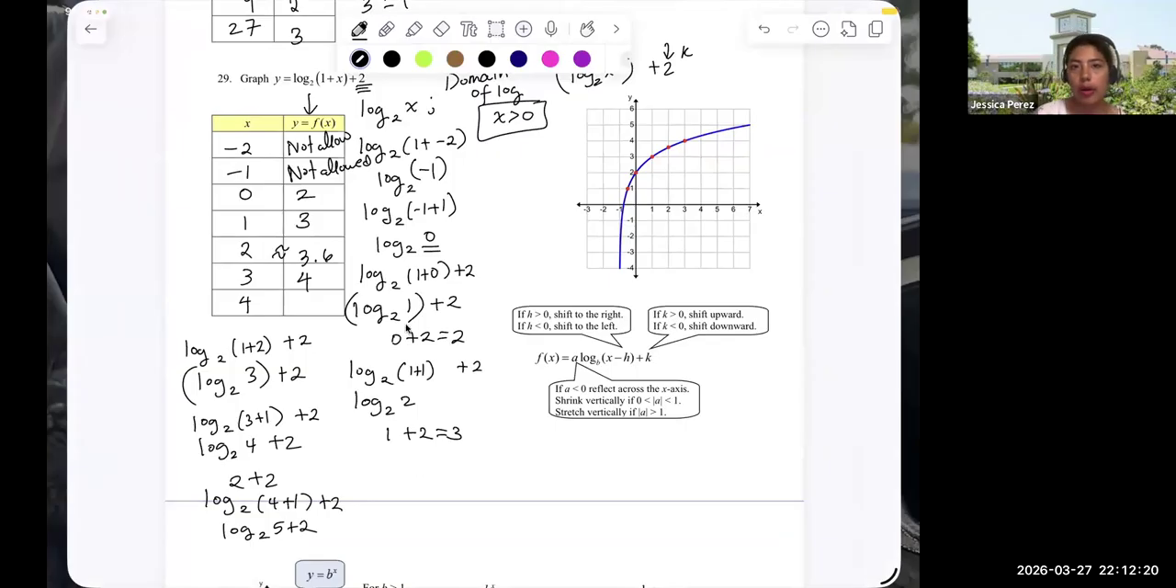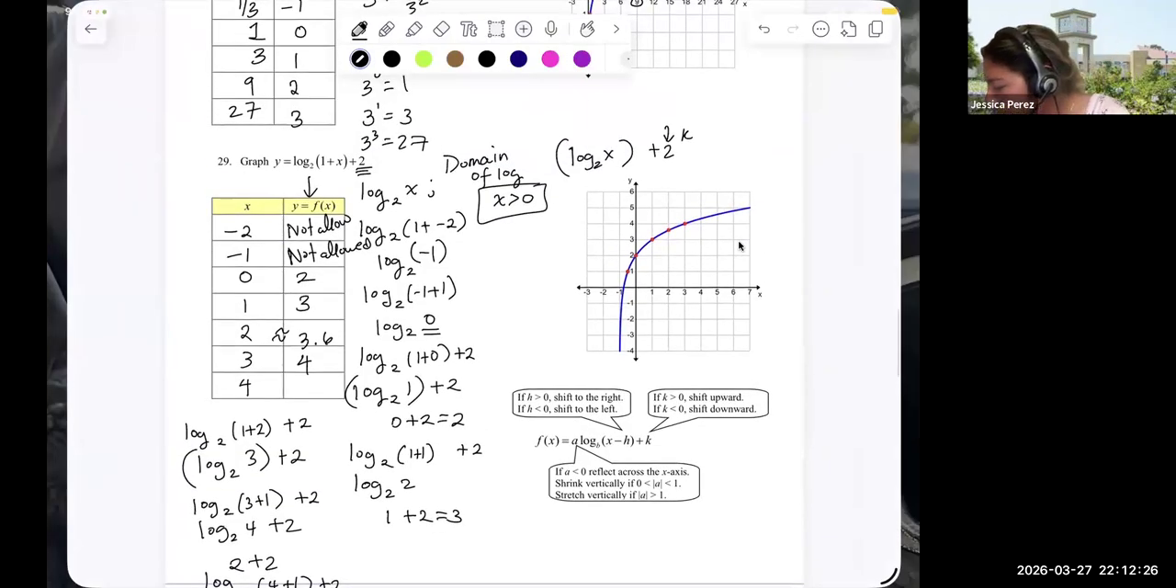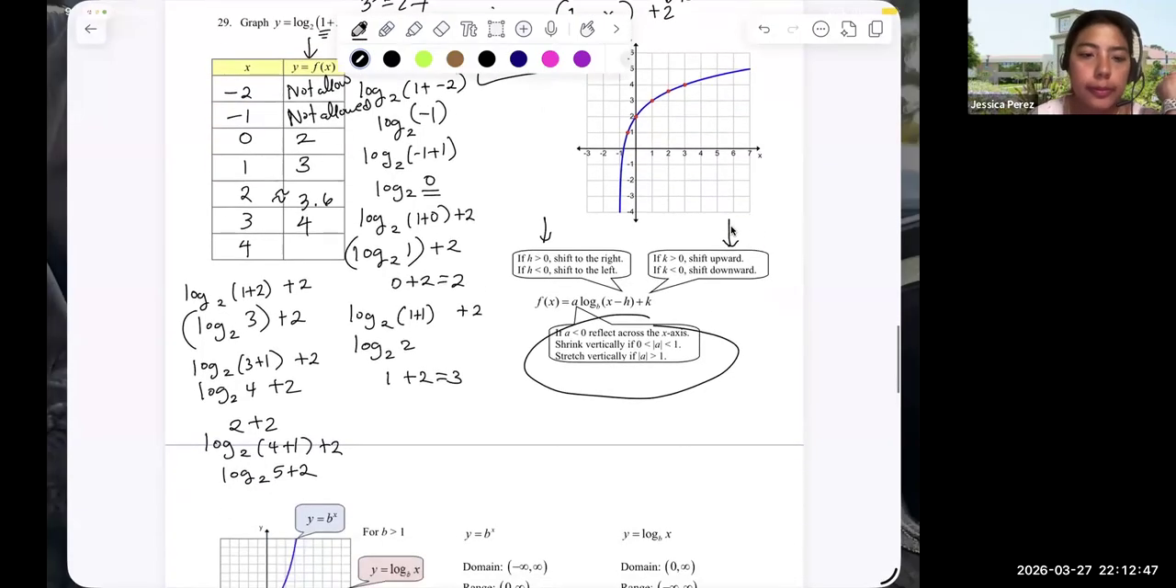You are also more than welcome to use your calculator. And then notice that you're going to be shifting to the left, and then upward. So you're shifting to the left 1 unit, and then upward 2 units. So just identify that whenever you want to graph a logarithmic function, you pay attention to the parent function.